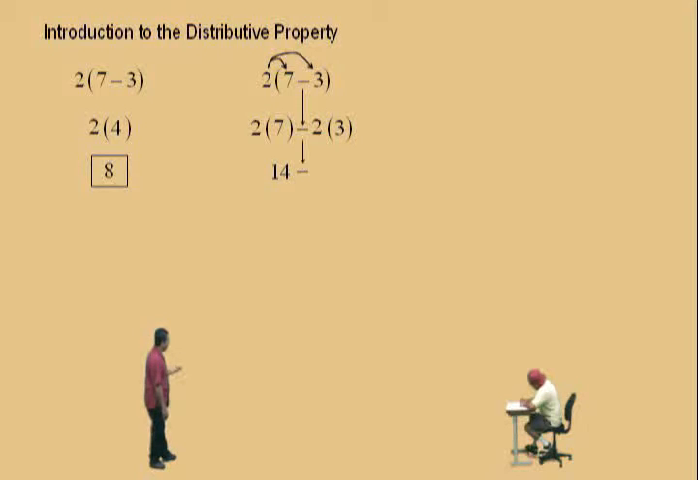Okay, bring down your subtraction. 2 times 3 is? 6. And what's 14 subtract 6? 8. Same answer. Okay.